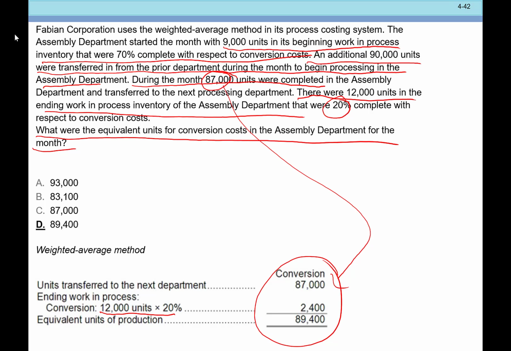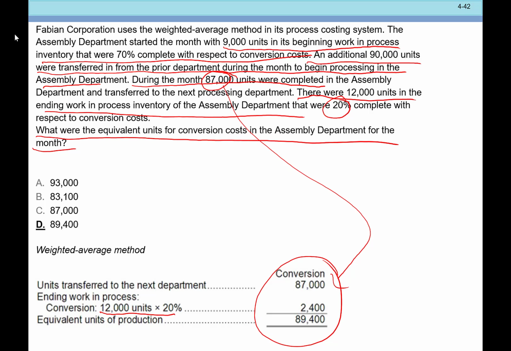But we want to know what is the equivalent unit, so we have to figure out what's going on for these 12,000 units in ending work in process. They tell us they were 20% complete. On an equivalent unit basis, we completed 2,400 units. Okay, so we don't need to sit up here and say, well, let's see, 9,000 units, and how much of that was done this period? They simply give this to me, right? Okay?